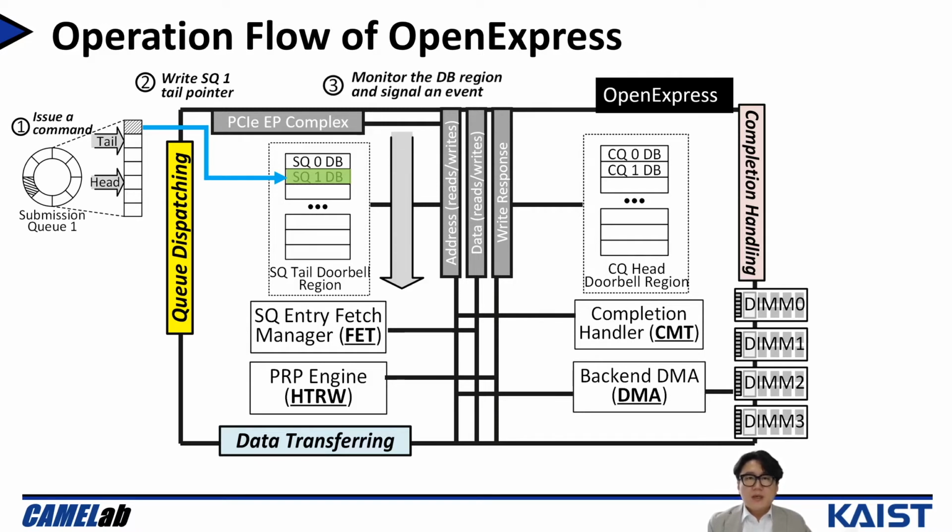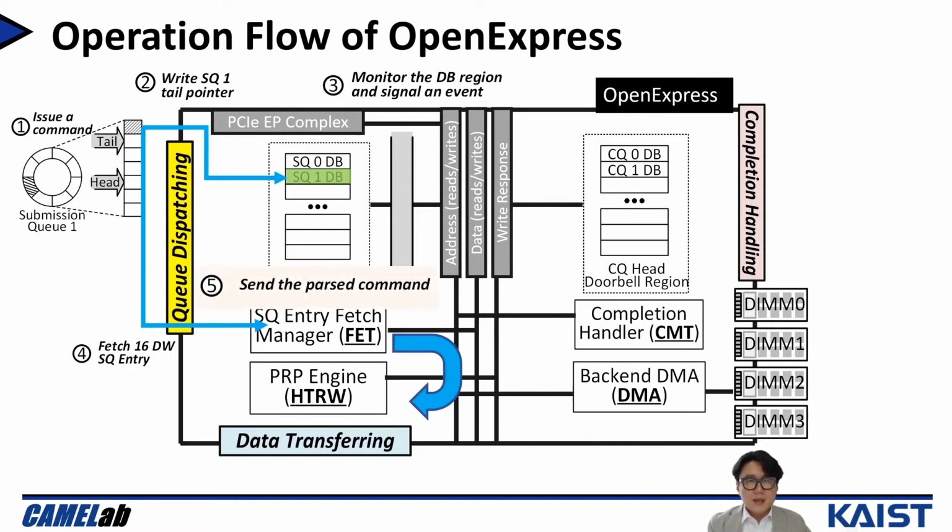OpenExpress monitors the doorbell region and signals an event to the underlying FAT. The FAT then fetches 16 double-word SQ entries from the host side memory, and it parses such I/O command into the storage level information like logical block address, sectors, and the operation code. And the FAT sends the parsed command to the underlying HTRW, which is the PRP engine.